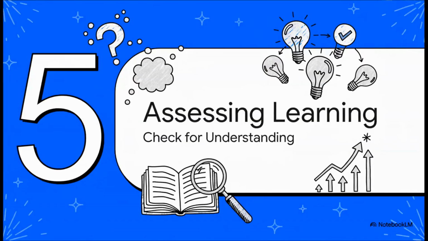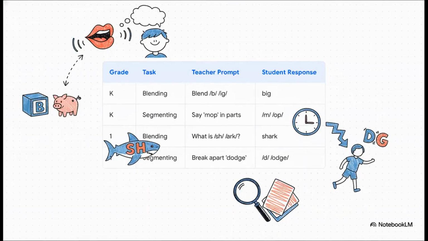So you've taught the lesson, you've done all the fun activities, but how do you actually know if it's sinking in? Let's talk about some quick and really effective ways to assess this skill. This chart is basically your cheat sheet. For your kindergartners, you're using simple onsets. You might say, blend these sounds, b, ig, and you're listening for them to say big. By first grade, you can see how it gets a little more complex. You start using digraphs like sh in shark or d in dodge.